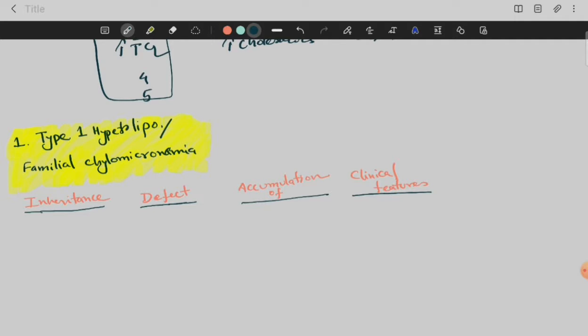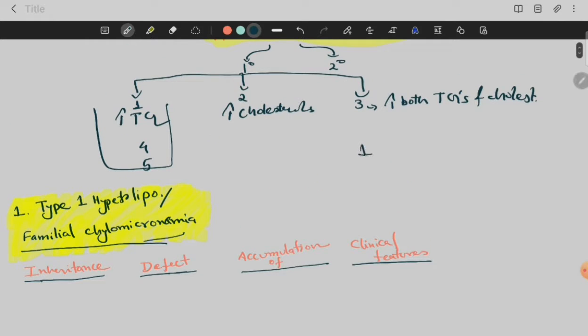familial hyperlipoproteinemia. Then, first, the inheritance pattern. I will teach you in a very crisp manner which of type 1, type 2, and type 3 has which inheritance. Okay, let's come here. The first one is autosomal recessive, the second one is autosomal dominant, then the third one is again autosomal recessive. So it's very easy to remember like this.